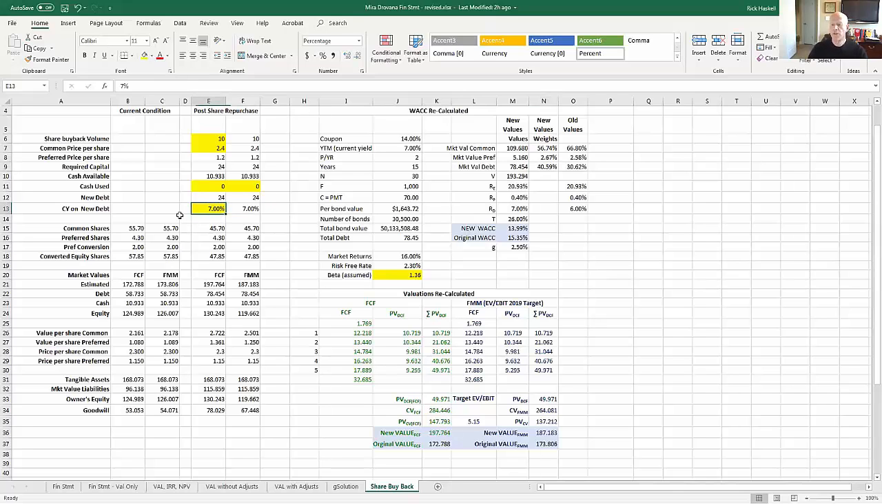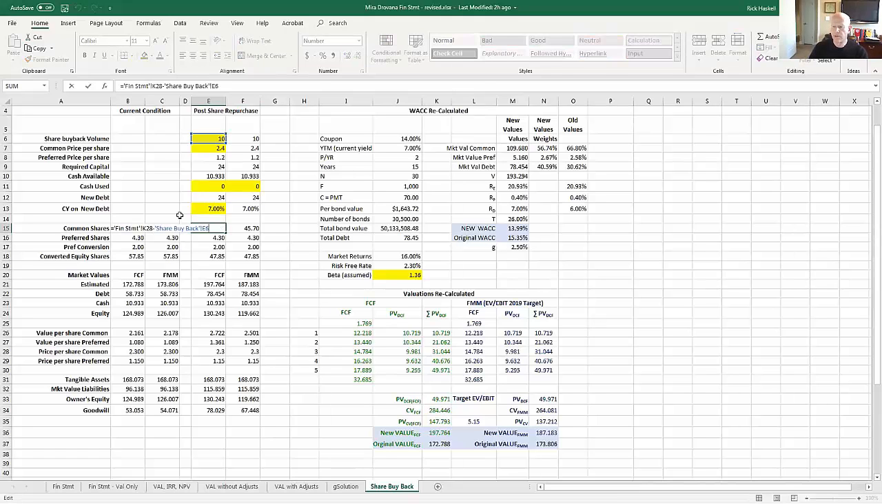So let's now go ahead and walk through this funnel, if you will, that I've put together with respect to coming up with the equity values and the goodwill value. So I've gone ahead now and restated the common shares outstanding, which are 10 million shares less. So I took the original shares of 55.7 and I subtracted from them the 10 million shares. And you can see how I've done that in this equation, picking up the original shares from the financial statements and then picking up the 10 million shares here. It's just subtracting.